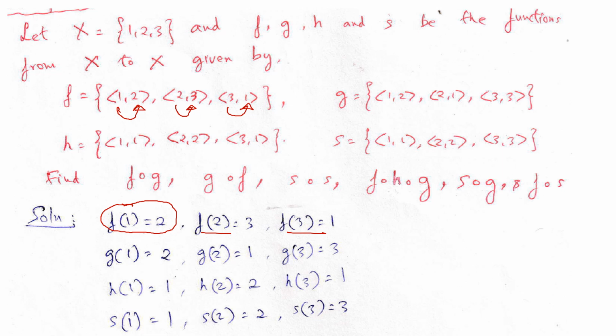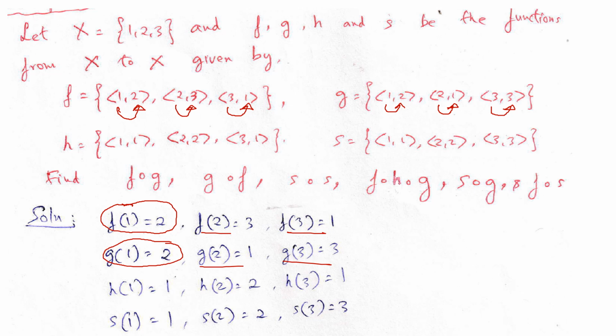Similarly, next is for g. Look here, g of 1 is 2. That's what we have written. Same way, g of 2 is 1. See here, g of 2 is 1. g of 3 is 3. So accordingly, we have written these too.